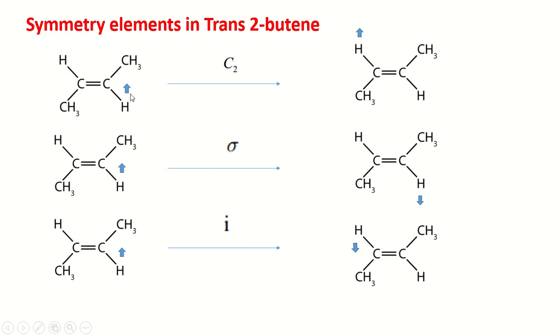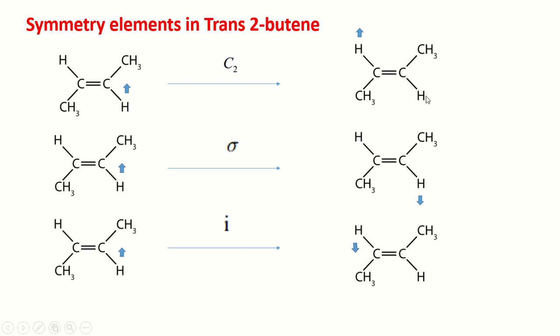Here we can see the reference molecule trans-2-butene, where I put an upward arrow on this hydrogen. What happens if we apply the C2 axis of rotation to this trans-2-butene? We know that this is the axis of rotation, towards the observer, and if we rotate this molecule clockwise or anti-clockwise, the result would be the same. This hydrogen will replace that hydrogen, and that hydrogen will definitely take the position of the first hydrogen.